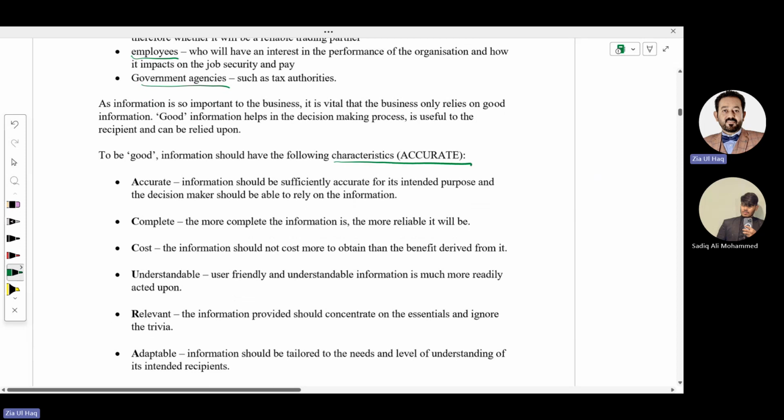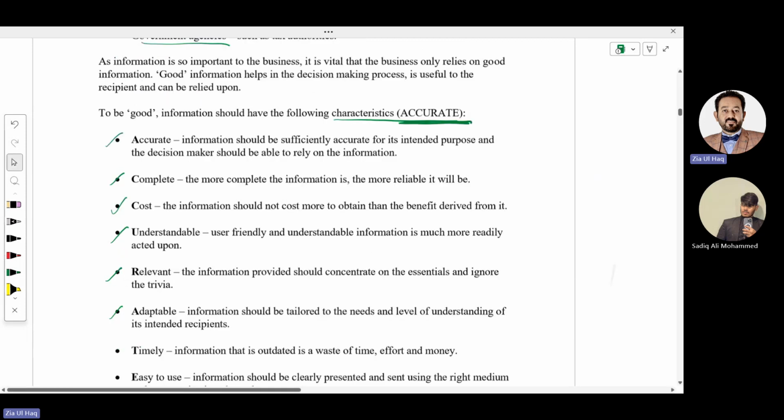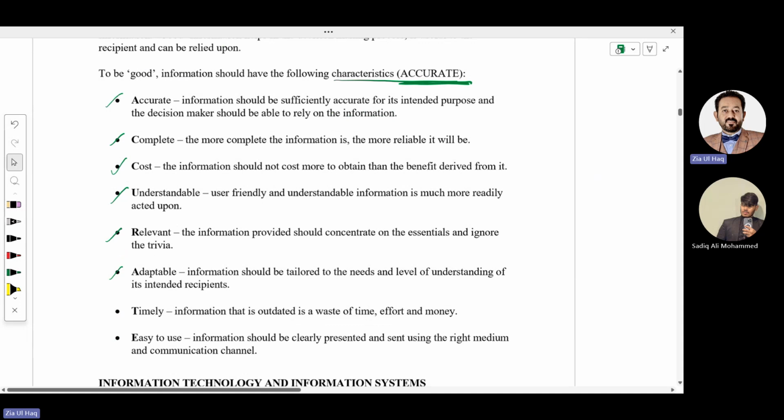For good, effective information, it should pass these 8 characteristics, called ACCURATE. A stands for accurate, C for complete, C for cost effective, U for understandable, R for relevant, A for adoptable, T for timely, and E for easy to use. For quality information, it must pass these 8 characteristics.